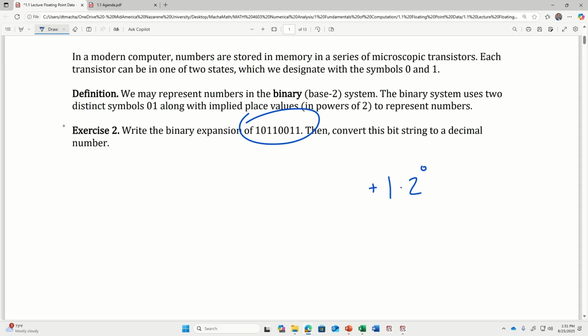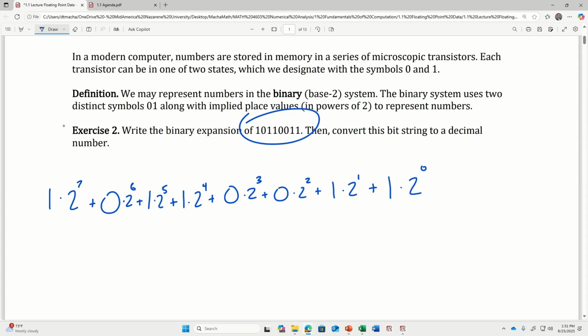Moving over, I've got 1 times 2 to the 1 power. Moving over, I've got 0 times 2 to the 2 power. Moving over, 0 times 2 to the 3 power. 1 times 2 to the 4 power. 1 times 2 to the 5 power. 0 times 2 to the 6 power. I'm not used to writing right to left, so 1 times 2 to the 7th power. Okay, so that's my binary expansion.